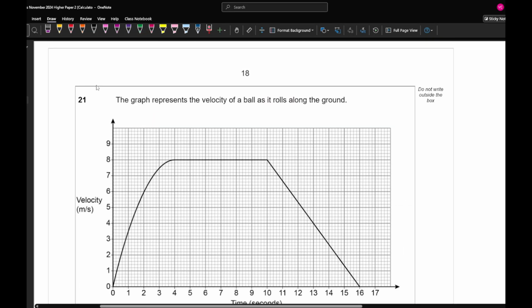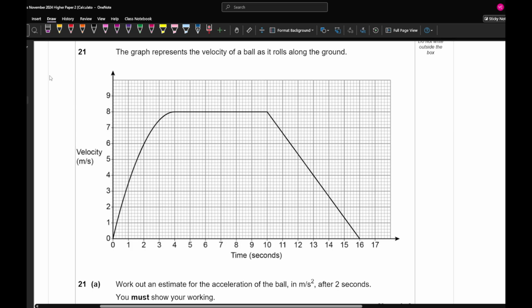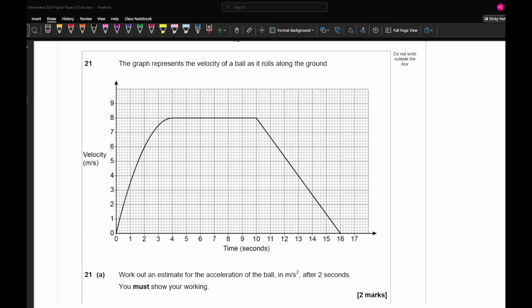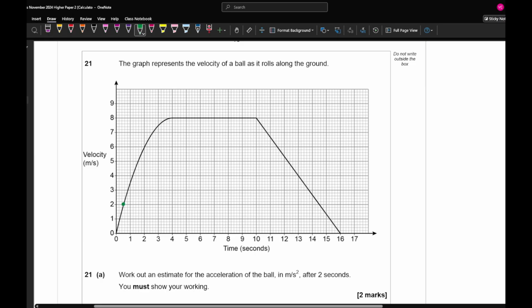Moving on to question 21, it says the graph represents the velocity of a ball as it rolls along the ground. And for question 21a, it says work out an estimate for the acceleration of the ball in meters per second squared after 2 seconds. You must show your working out. Now for this question, what you need to do is first of all find 2, which is here, and draw a tangent at 2. So let's just say we have a line that balances over there.